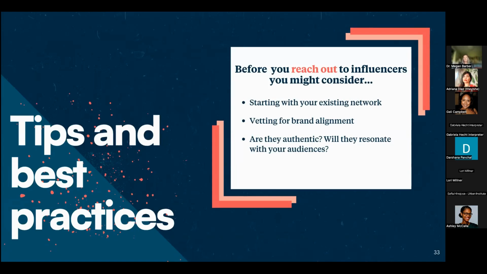Let's start first with your existing network. So be sure to vet influencers for alignment with your organization's brand. And of course, you want to also make sure that that influencer's values align with yours. And you can look at this by looking at their feeds and their recent activities. You can ask yourself what kinds of content they've been posting and also what the quality is. And of course, do they have a credible following? You might want to make sure that they feel authentic, right? That they are their true selves and they're representing themselves.